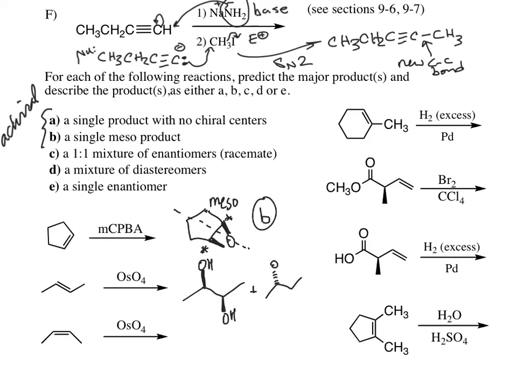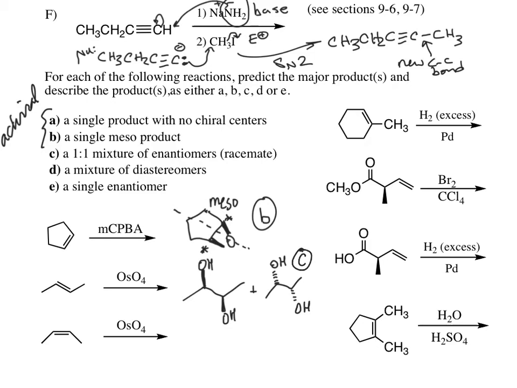You can't ever form a single chiral product when you start with an achiral starting material. This alkene is planar, it's flat, it's achiral, so it would be impossible to form a single chiral molecule. So you're always going to get a racemic mixture in that case. So how would you describe this? This would be C, a 1-to-1 mixture of enantiomers.